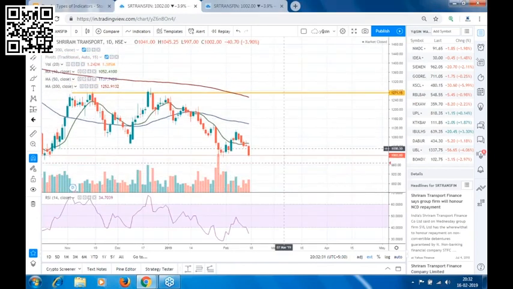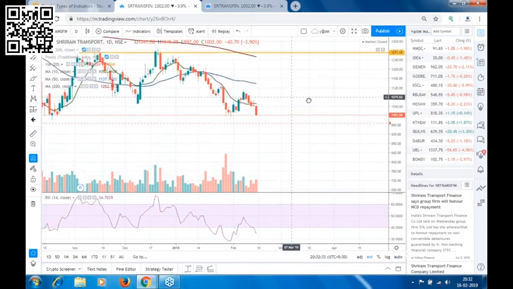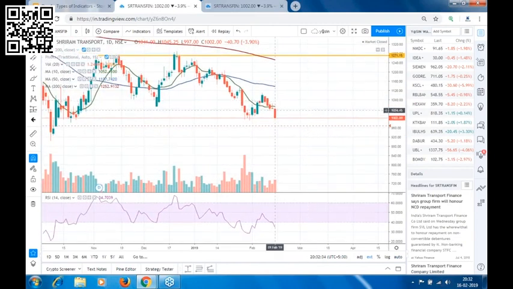Now see, even this SR Transfin is looking weak to me. The reason being that it is below all the moving averages. You can see the slope of the 200 period moving average, you can see the slope of the 50 period moving average, and the stock is below the 10 period moving average. The stock has left the 10 period moving average, there is a gap between the 10 period moving average and the stock, and this is a strong bearish candle.